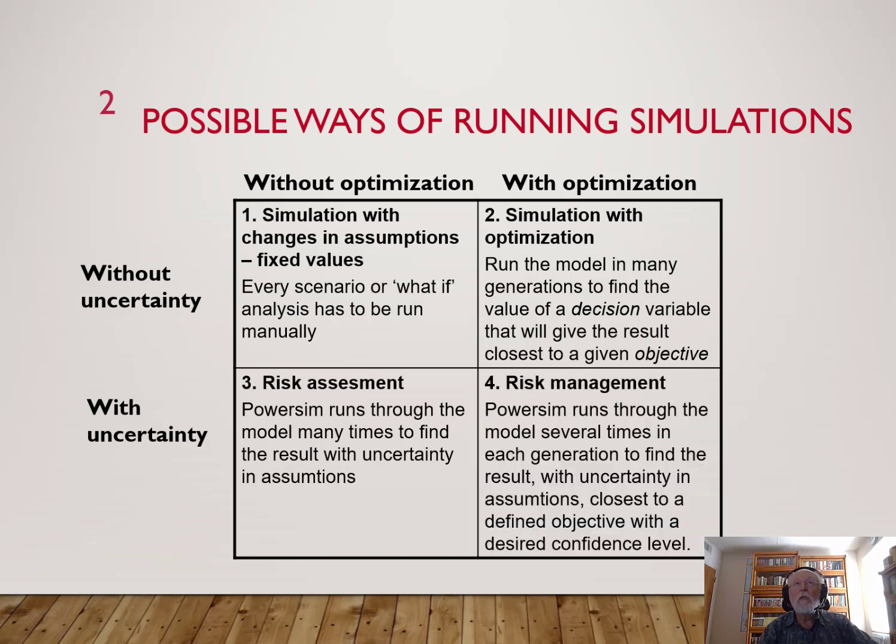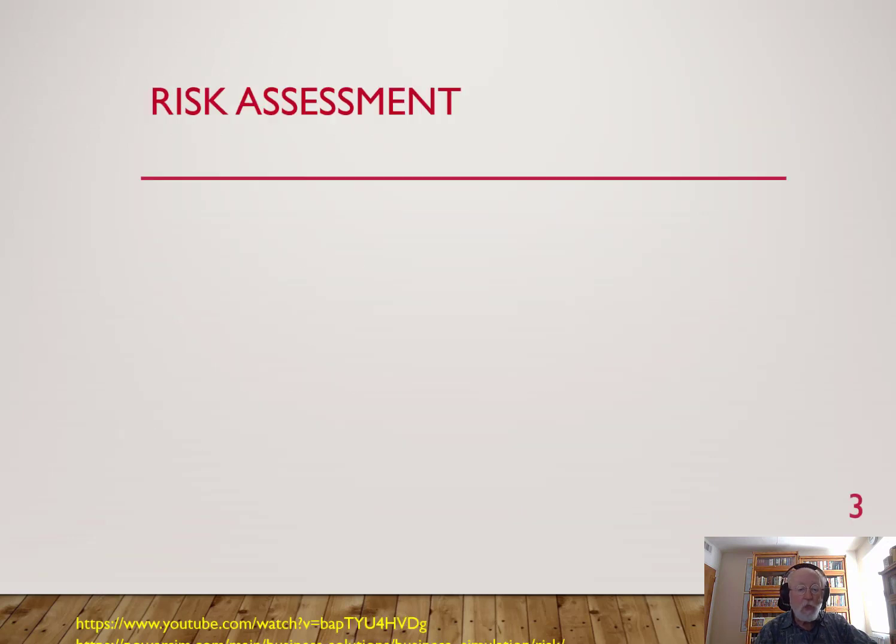And then finally, running models with both sensitivity or uncertainty and optimization. It'll run several times, but it will put uncertainty assumptions or distributions on some of your variables. We'll take a look at some of these things. The first one is risk assessment.